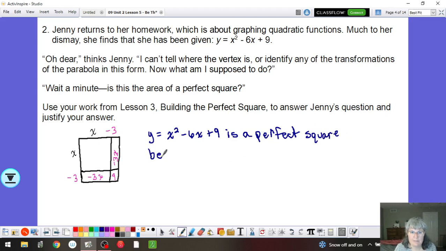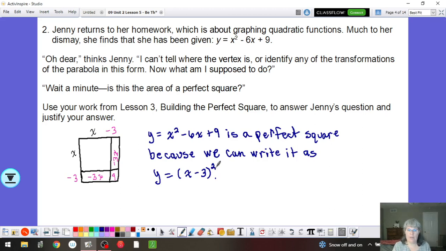Because we can write it as y equals the binomial x minus 3 squared. So we have a square of dimensions to the sides of a square.